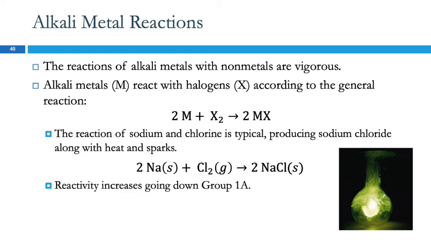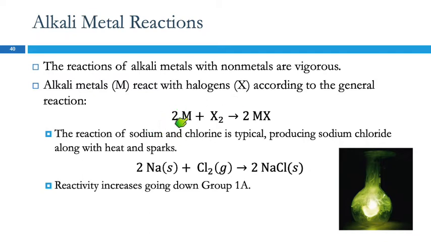Look at the alkali metal reactions. Alkali metals react very vigorously with nonmetals. And we can look at how they react with halogens. So here in this equation, there are no elements M and X. We're using capital M to stand in for any one of the alkali metals, sodium, potassium, whatever. And the halogens we're representing with X. Could be fluorine, chlorine, bromine, iodine, any of those.